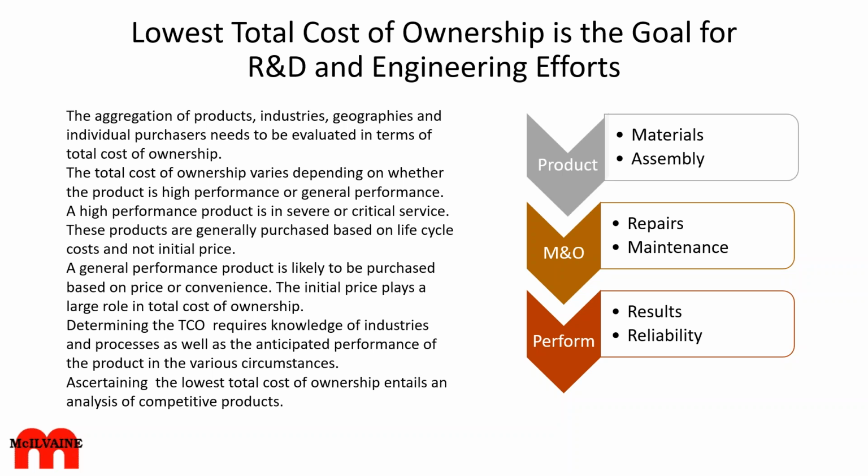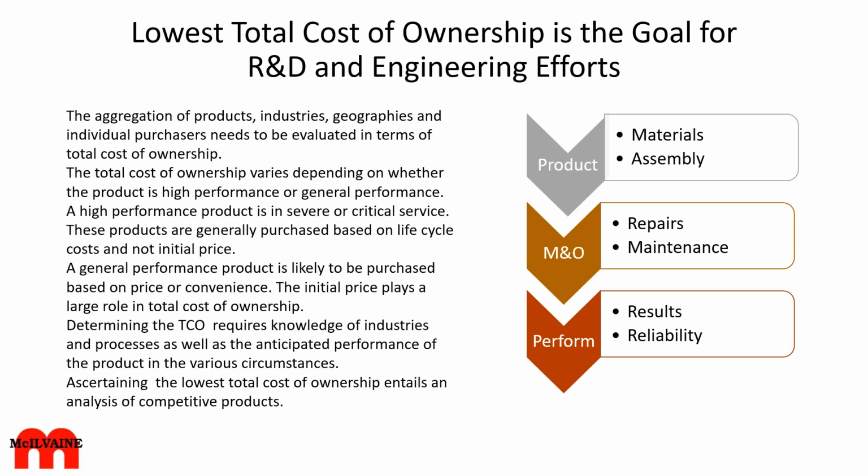A high performance product is in severe or critical service. These products are generally purchased based on life cycle costs and not initial price. A general performance product is likely to be purchased based on price or convenience. The initial price plays a large role in the total cost of ownership.